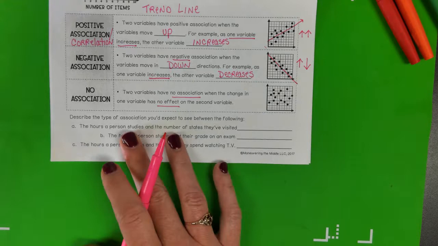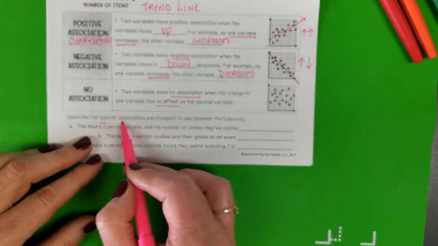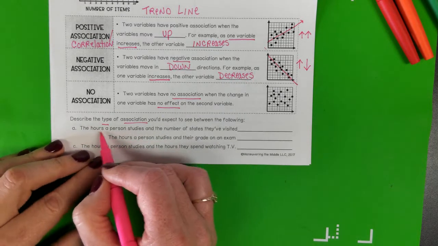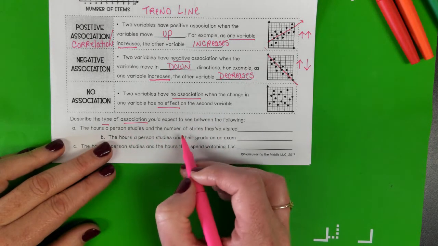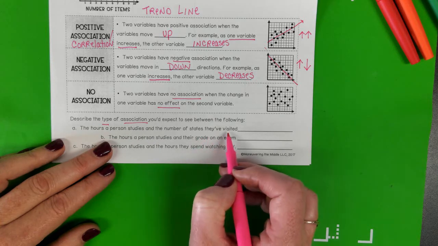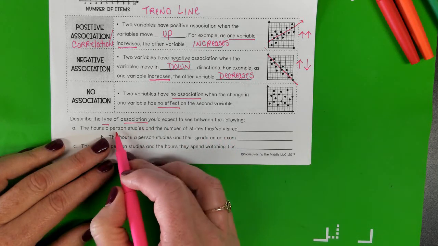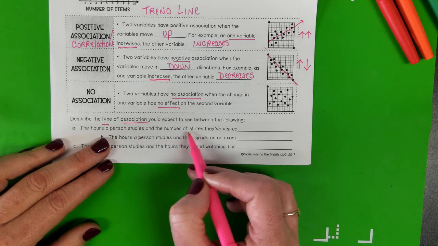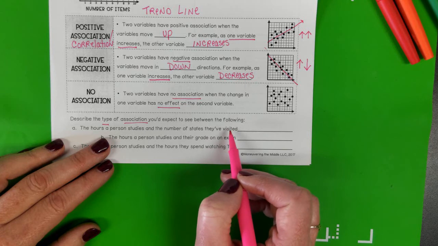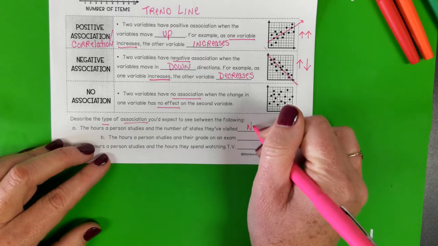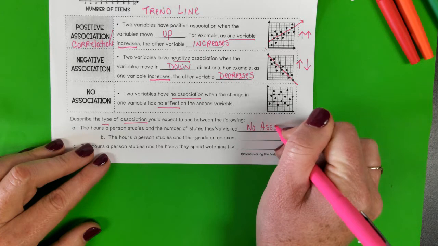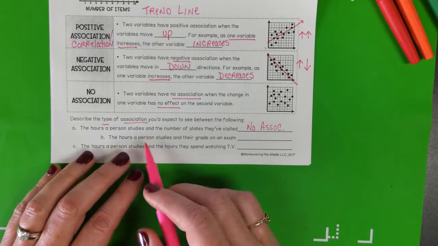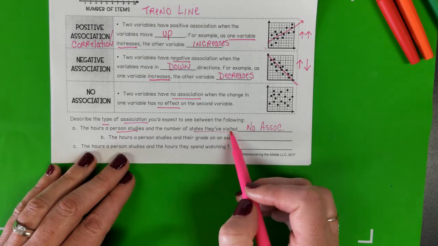Okay, so now let's think about this. Describe the type of association you'd expect to see between the following: the hours a person studies and the number of states they've visited. Okay, so if a person studies a lot, is that going to make the number of states go up or go down? Well, I hope you're thinking there's no association here. There's no relationship. I don't think we would find any kind of positive or negative trend if we're comparing how much we study and the states we visited.